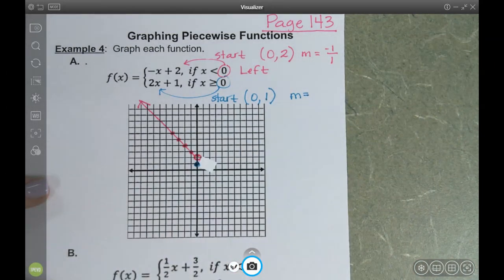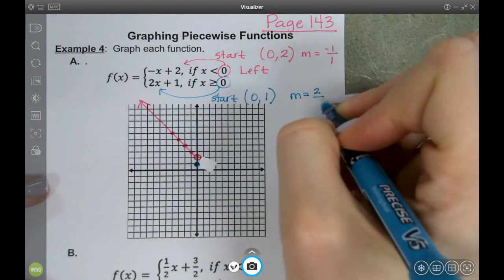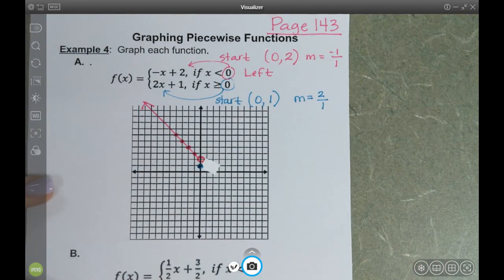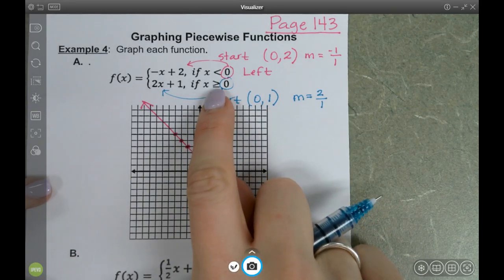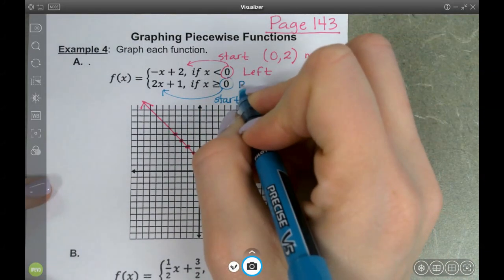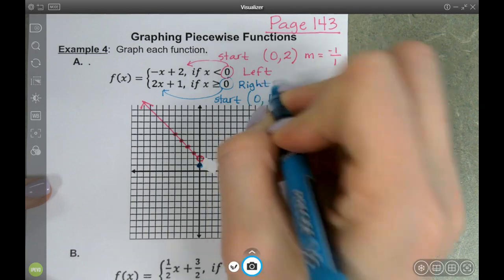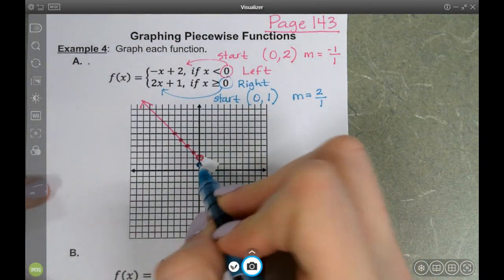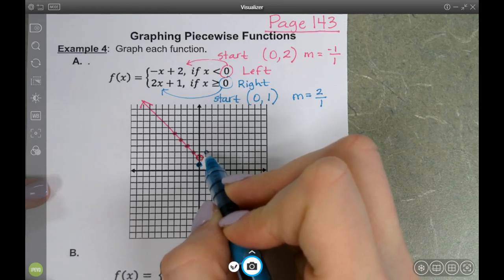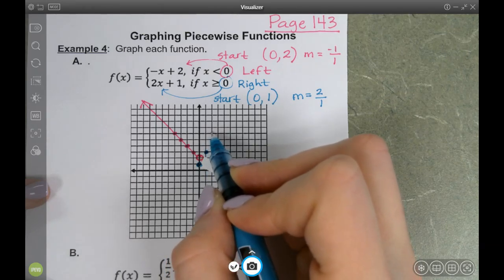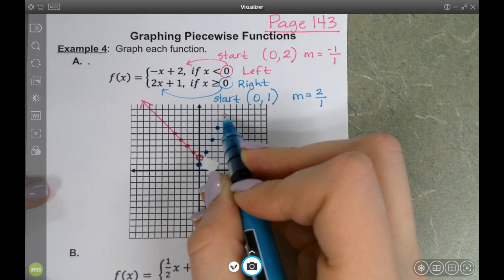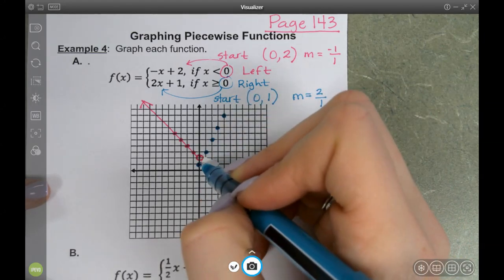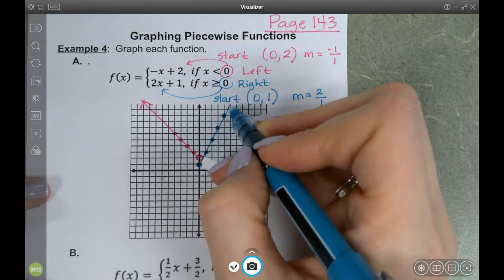What's my slope going to be? 2, or 2 over 1. And if x is greater than or equal to 0, that means we're going to go to the right. So from my starting point, I'm going to go up 2 and right 1. To draw my graph.